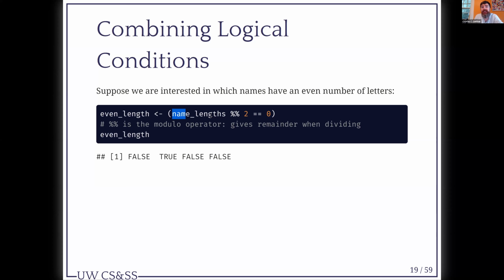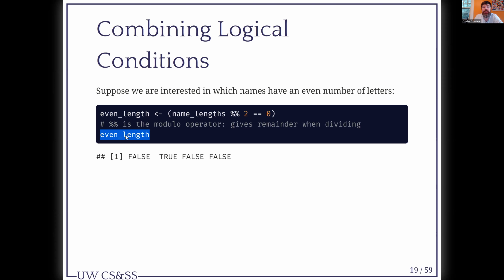So if I take name lengths, divide them by 2, and check that the remainder is 0, this is a way to check if name lengths are even, because something can only be divided by 2 and have a remainder of 0 if it is an even number, okay? We'll see some examples of this. This might be a handy one that comes up once in a while. So this is now a logical of whether or not those names are even in length.